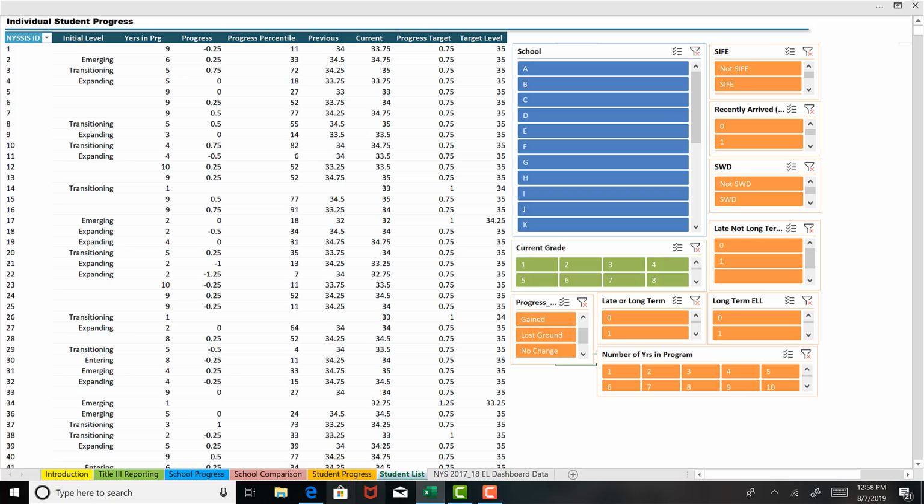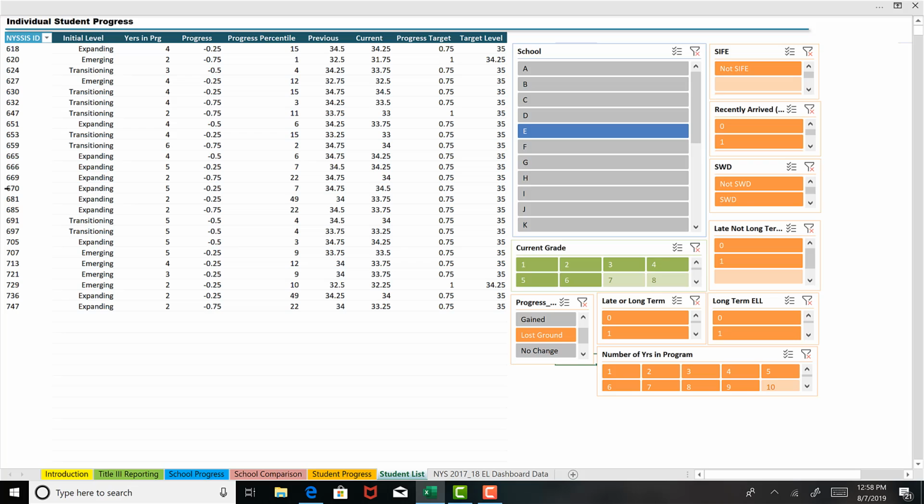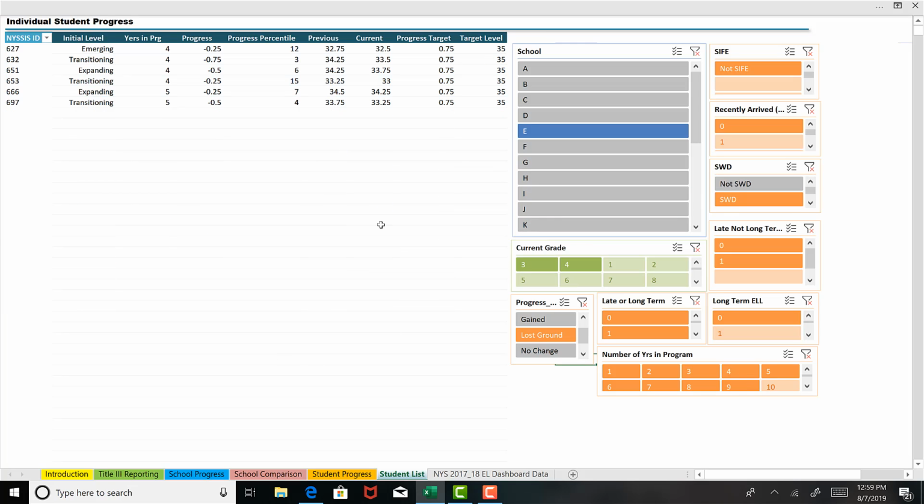And then a district could very easily say, well, we want to focus on this particular school, and we only want to focus on students that lost ground. And so here we have a very specific list of students who lost ground, and that might be useful information then to identify where additional support might be needed for this subset of students because they have lost ground. Of course, this can be further whittled down to students with disability, for example, or any other disaggregation that the district might be interested in performing.